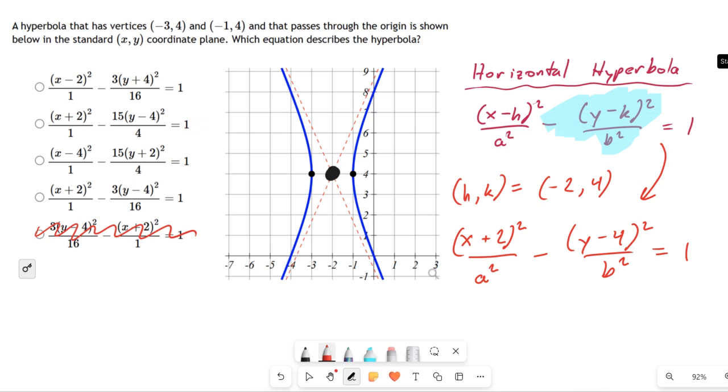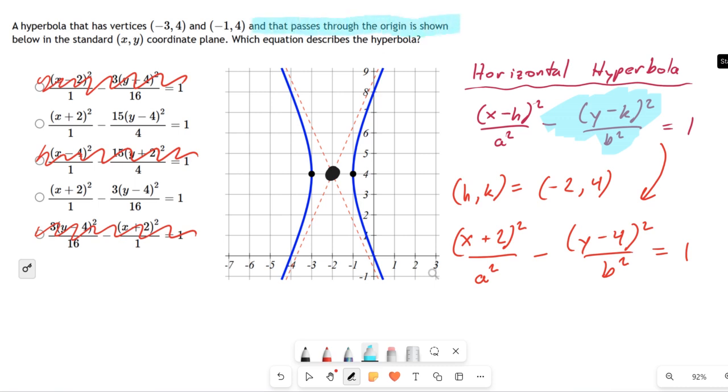Which of these equations match? It has to have x plus 2. So I know it's not this one, and I know it's not this one right here. So I've got two real choices left. And the last piece of information is interesting. Look what it tells me about this.